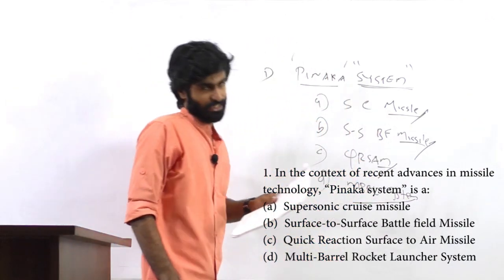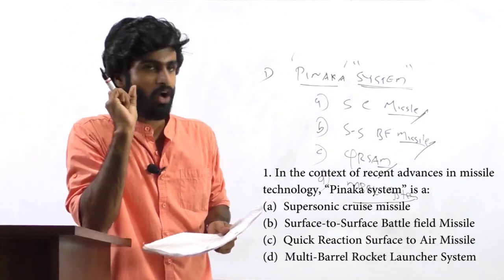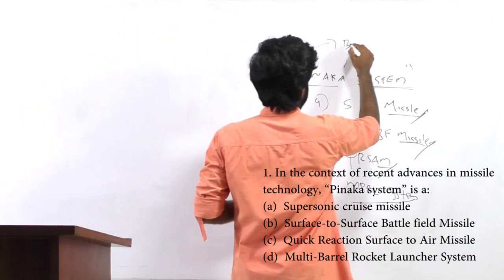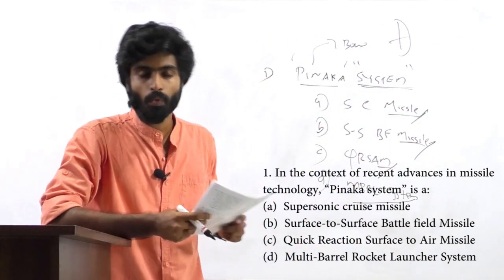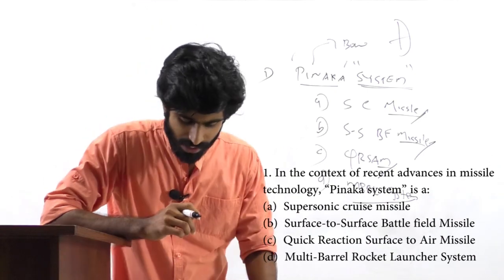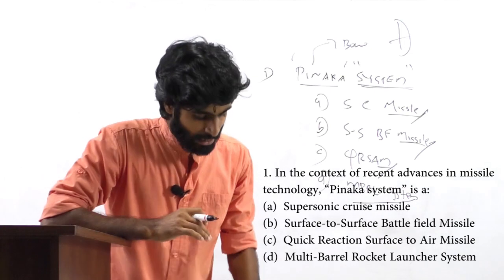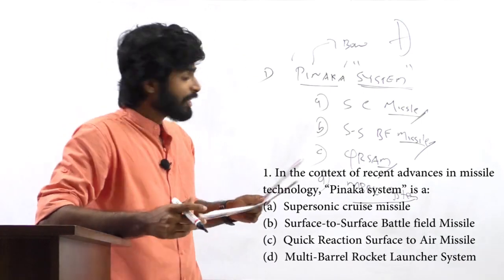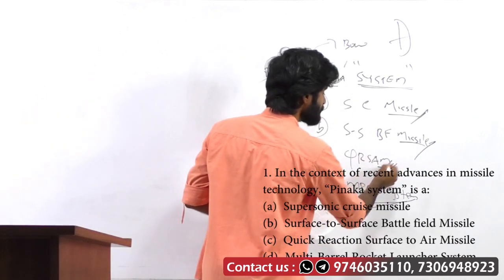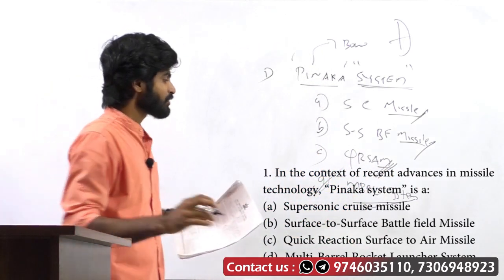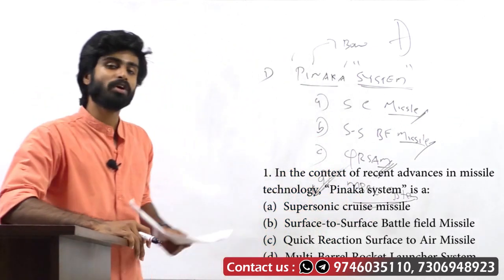There is one more loophole in the same question, which is about Pinaka. If you know Sanskrit, the word Pinaka means the bow of Shiva. What is a bow? A bow is what we use to launch something. So from that concept, if you know the meaning of Pinaka, the only launcher in these options is option D. All the others are missiles, which means they are arrows. So the only launcher is option D, the multi-barrel rocket launcher system.